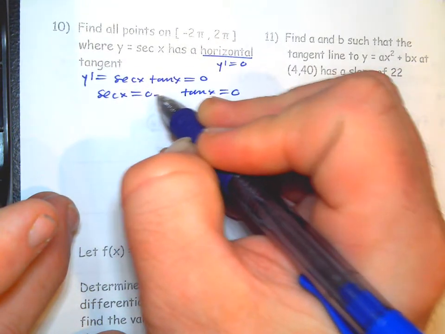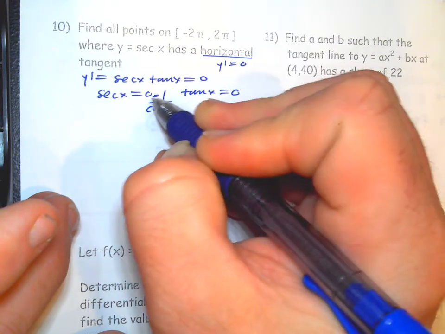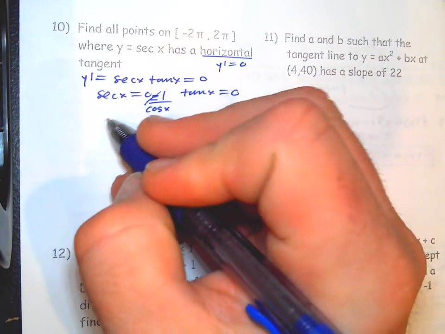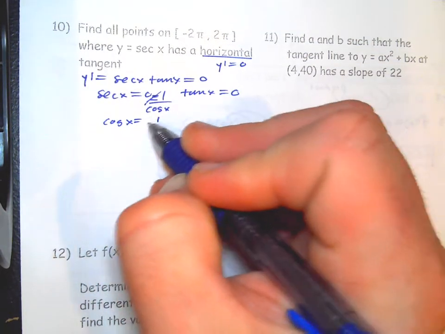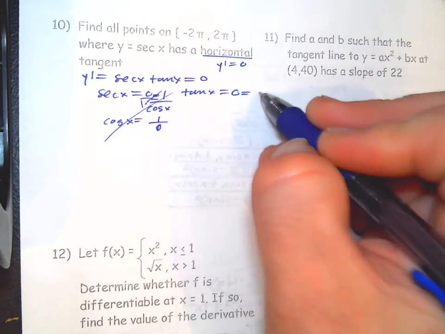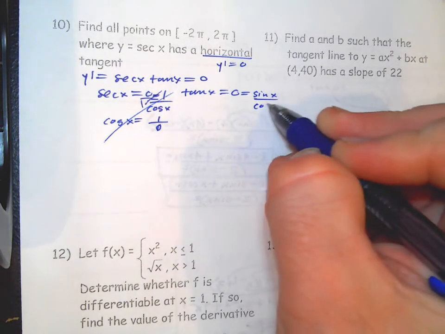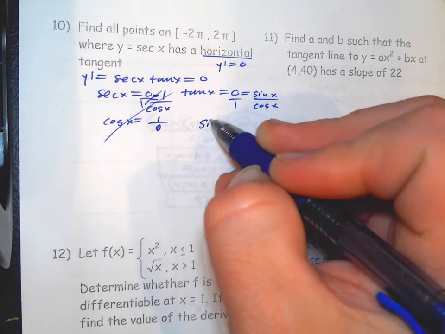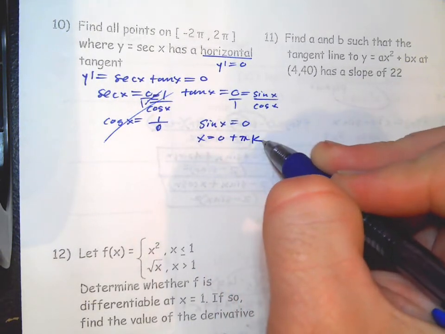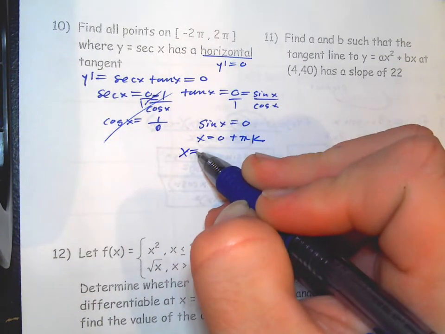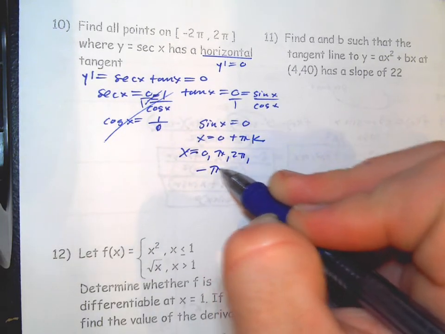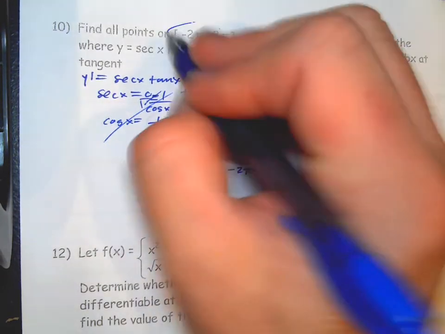Now secant is 1 over cosine. Is that possible to ever equal 0? No, because that would be the same thing as cosine equals 1 over 0, which is undefined, and cosine is never undefined. Tangent is sine over cosine, so more specifically, sine equals 0, which happens at 0 plus pi k. For us, that's going to be 0, pi, 2 pi, negative pi, negative 2 pi, based off the directions.